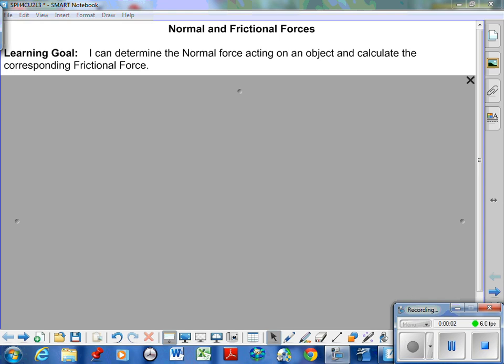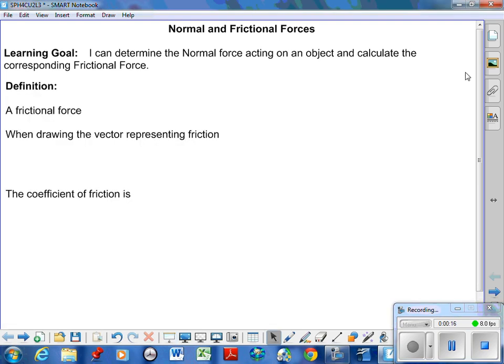Hello and welcome to the third lesson in Unit 2, Normal and Frictional Forces. So, learning goal today: I can determine the normal force acting on an object and calculate the corresponding frictional force. So we're looking at the friction force specifically.